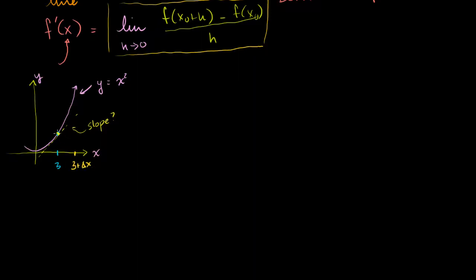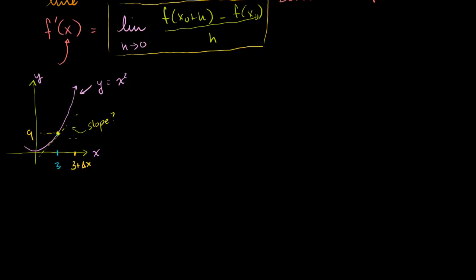So first of all, what is this point right here? This is on the curve y is equal to x squared. So f of 3 is 3 squared. This is the point 9. This is the point 3, 9 right here. Let me draw that out. Well, I'll draw it out in a second.